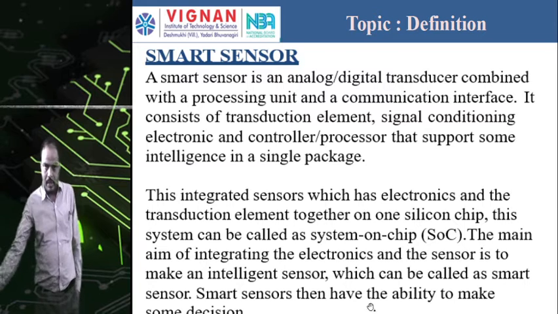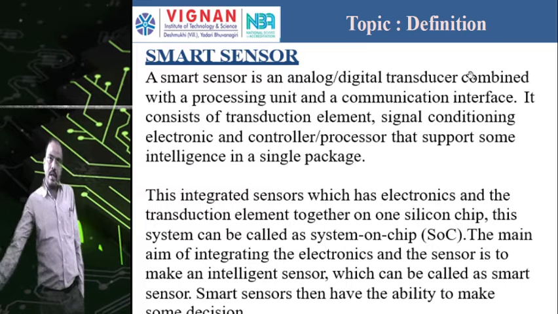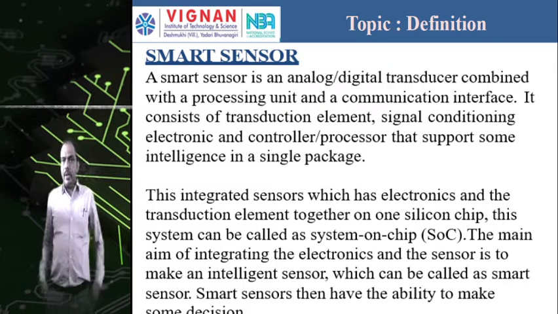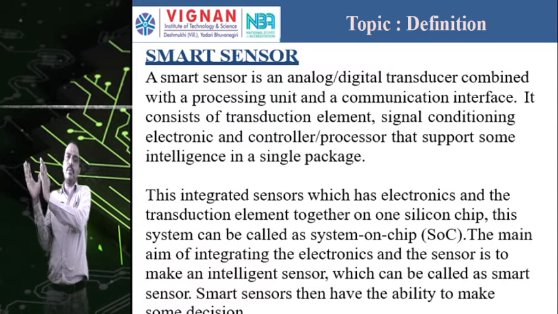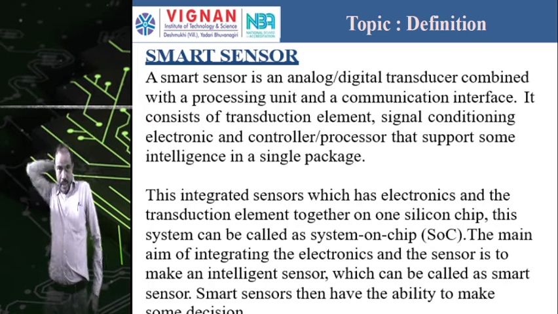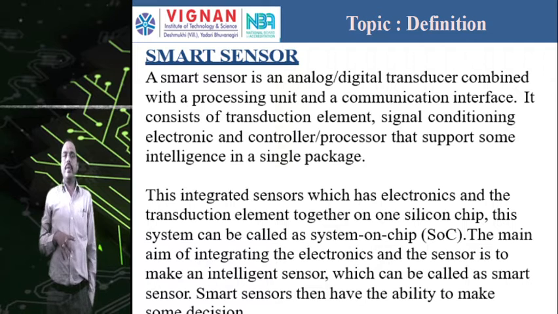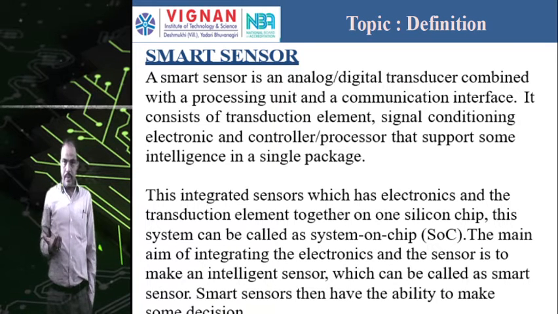So now we'll discuss what the exact definition is. A smart sensor is an analog or digital transducer combined with a processing unit as well as a communication interface. Normally we have the transducer element separately, the signal conditioning part, and next some output device. Whereas the smart sensor is combined, with transducer, processing unit as well as communication interface.